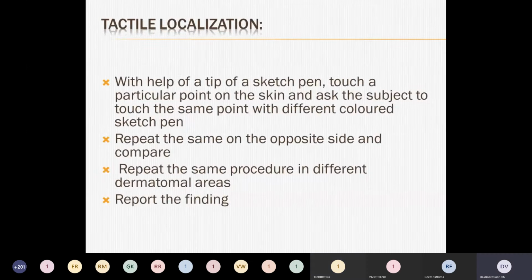Have you understood tactile localization? You are using two pens with separate colors. When you stimulate, the person has to point to the same area where you have stimulated. That is localization, the ability to localize the exact point of stimulus. Okay. Next, we will move on to the next.